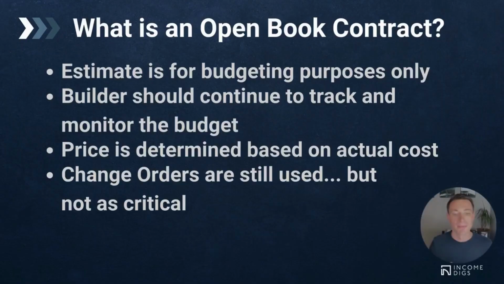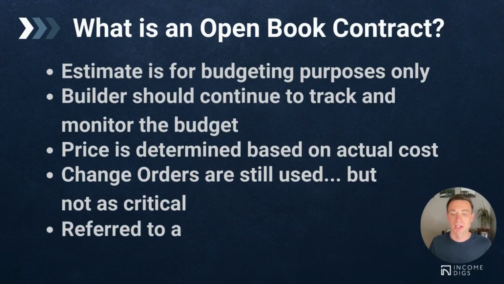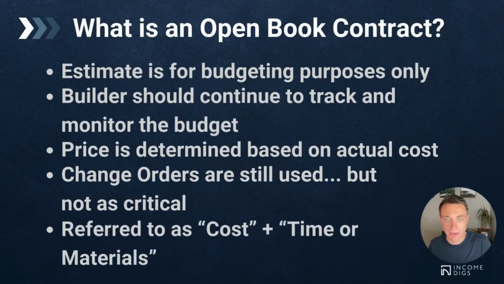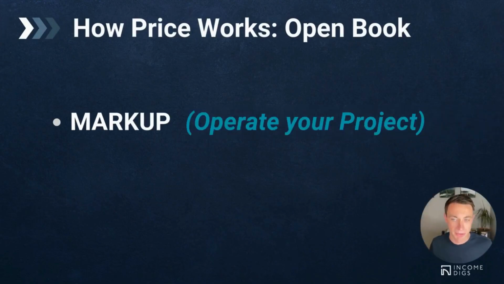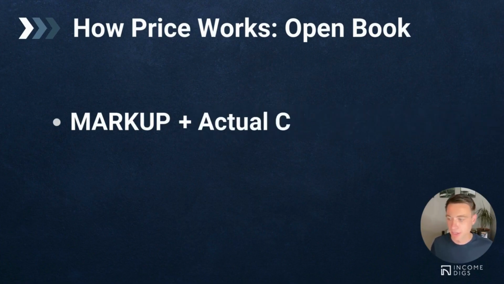Okay. These projects are also referred to as cost plus or time and materials. So if you call them that, or if somebody else in your network does, that's the same kind of thing. The price of an open book project is the actual cost plus an agreed upon markup. So you're going to decide what that markup is, and you're going to then operate your project and see what the actual costs are, add that markup, and that will be the price to the customer.